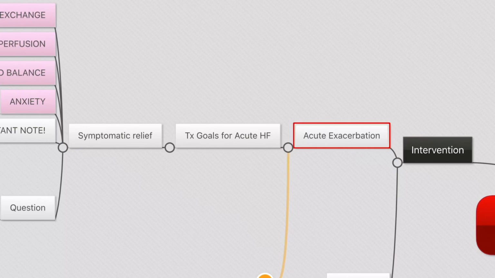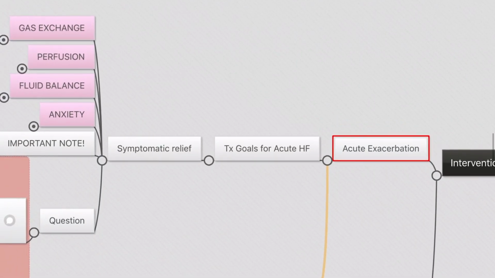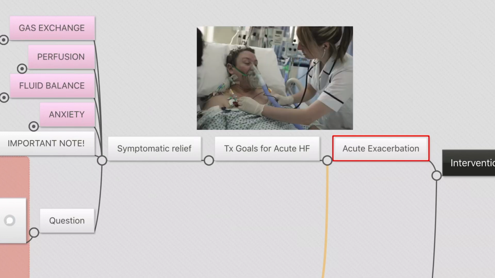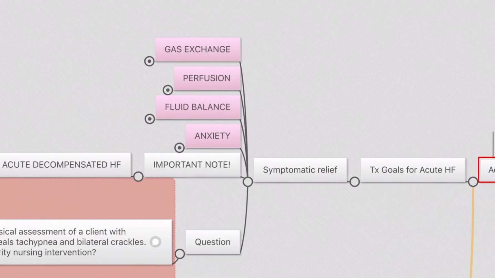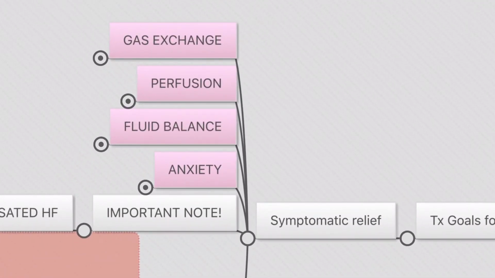So for acute exacerbation, the treatment goals for acute heart failure obviously will be symptoms relief. This type of patient, when they come in, they are extremely short of breath, they are extremely anxious, and they feel like they're drowning in their own fluids. So symptoms relief is really important. So what are the symptoms that you want to relieve? It will be gas exchange, so anything of pulmonary manifestation. You want to help with perfusion. You want to help them to reduce any fluid excess in their body, and you want to help them to cope, so reduce their anxiety level.